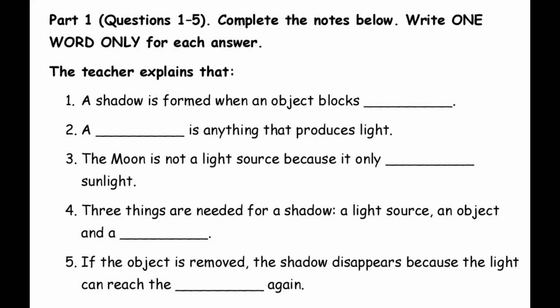Notice that we need 3 things for a shadow to form: a light source, an object, and a surface where the shadow appears. If we remove the object, the shadow disappears immediately because the light can reach the screen again.